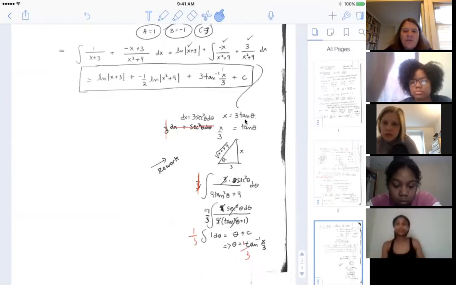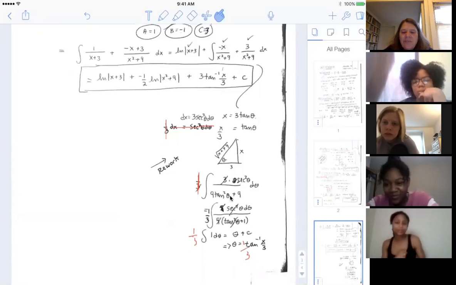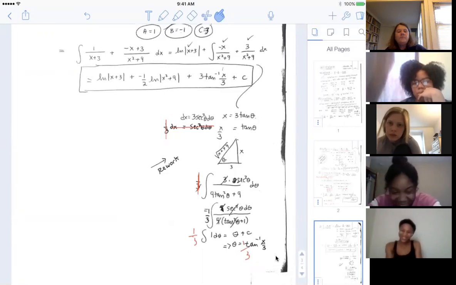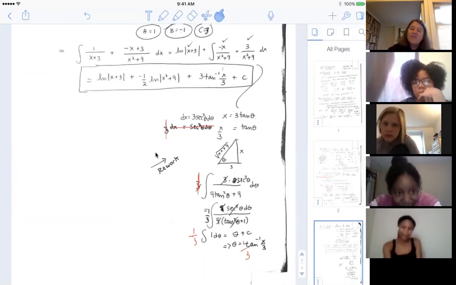Your trig substitution is going to be 3 tangent theta. You already had a 3 out here. And then we went down and we had that value right there. All right, so that's what I wanted to do on parts and partial fractions.